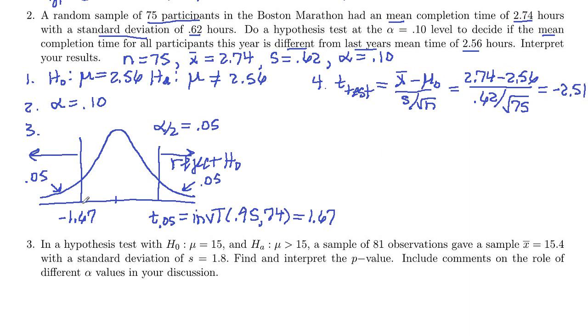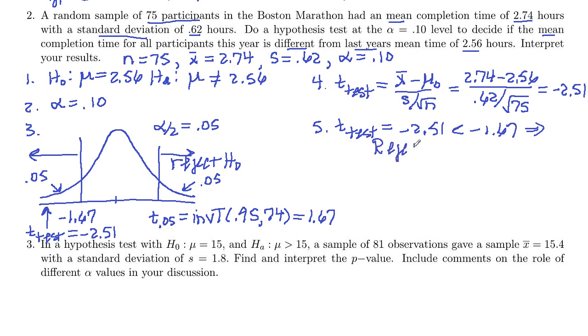And so that negative 2.51, that's out here. So it'd be about right here. So our t-test is negative 2.51. It is in the rejection region, so step 5 here. So our t-test, which is negative 2.51, is less than negative 1.67, which is our critical value. So this is going to tell us that we need to reject the null hypothesis. Reject H0.